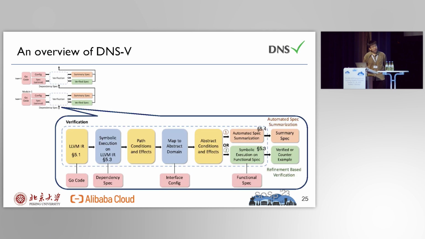More specifically, in each module, we translate Go code into LLVM IR and run symbolic execution to collect path conditions and effects. After that, we map them to an abstract domain and generate a summarized specification or produce a verification result for the given manual specification.